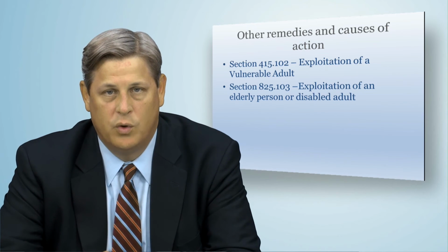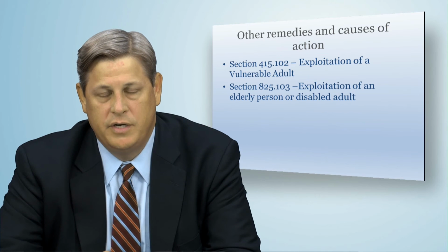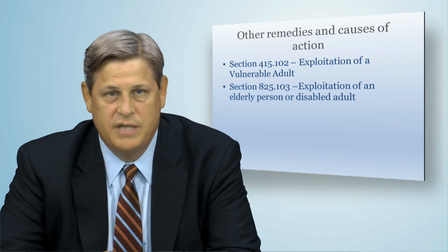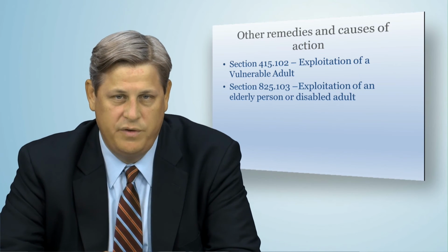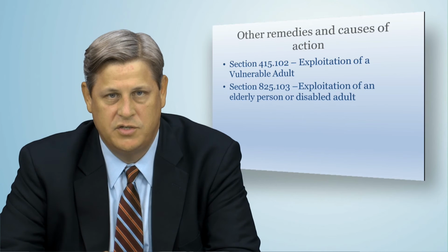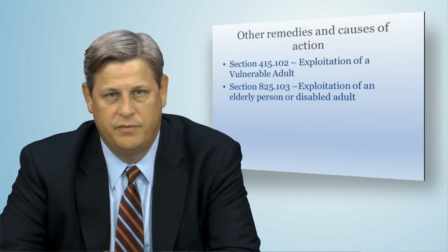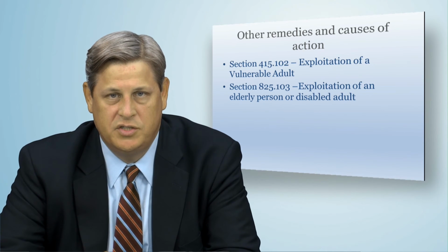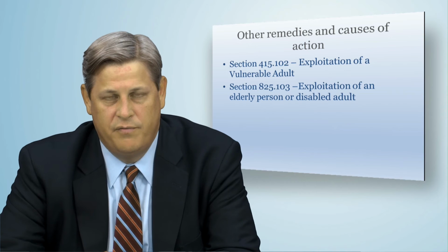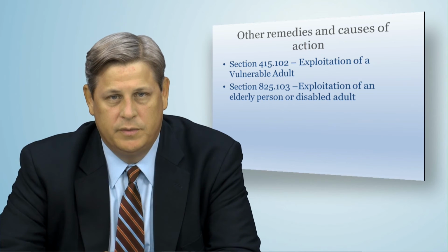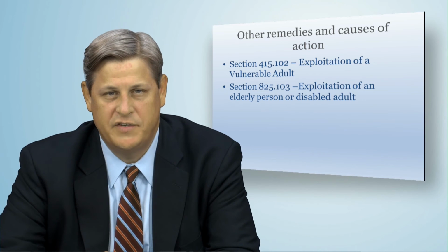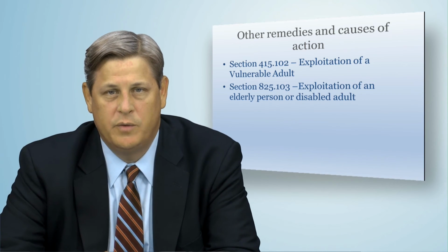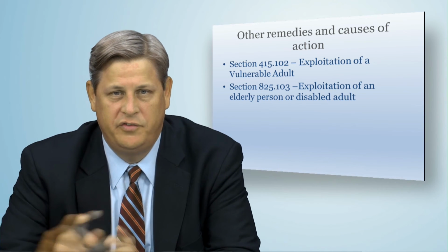avenues for redress when a power of attorney has been abused. And you should look to section 415.102 of the Florida statutes and section 825.103 of the Florida statutes. Chapter 415 is the Adult Protective Services chapter of the Florida statutes, and in that section, it is dealing with exploitation of a vulnerable adult. Chapter 825 is dealing with criminal statutes, and as a criminal statute, it is dealing with exploitation of an elderly person or a disabled adult.